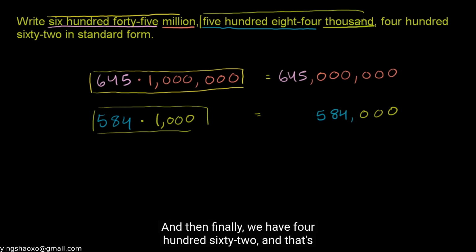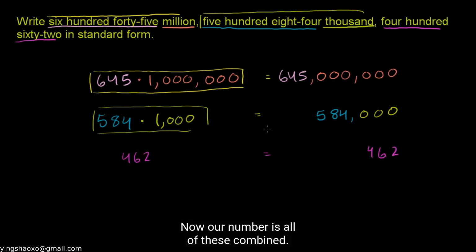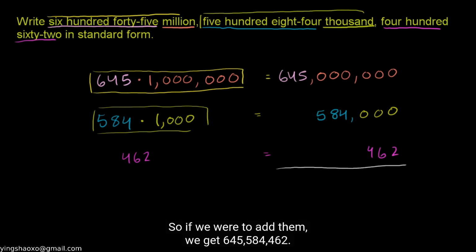And then finally, we have 462. And that's just 462 straight up. You can view it as 462 times 1. So then you just have 462, which obviously equals just 462. Now, our number is all of these combined. It is 645 million and 584,000 and 462. So one way to think about it is that you could add these three numbers. If we were to add them, we get 645 million, 584,000, 462.